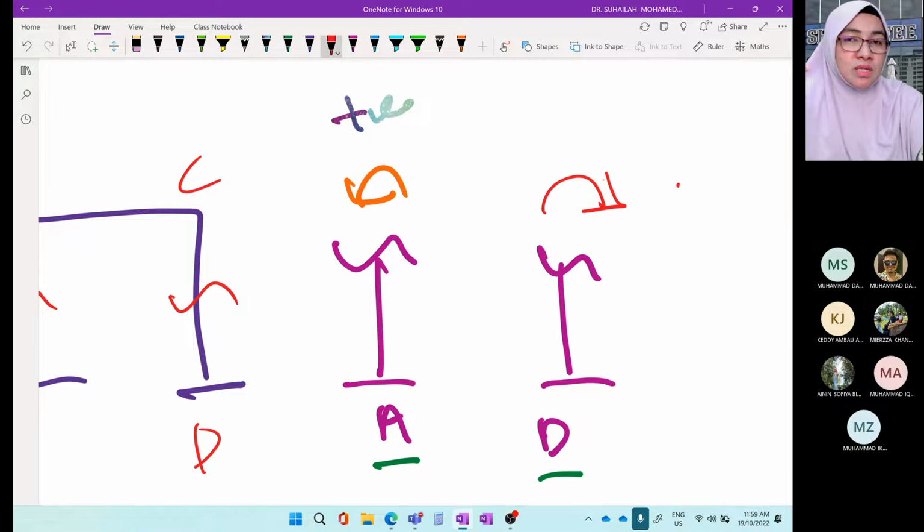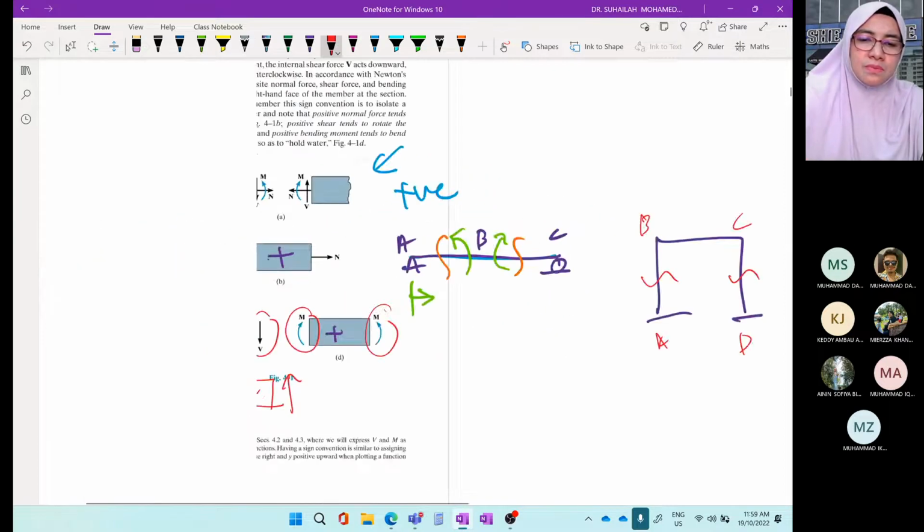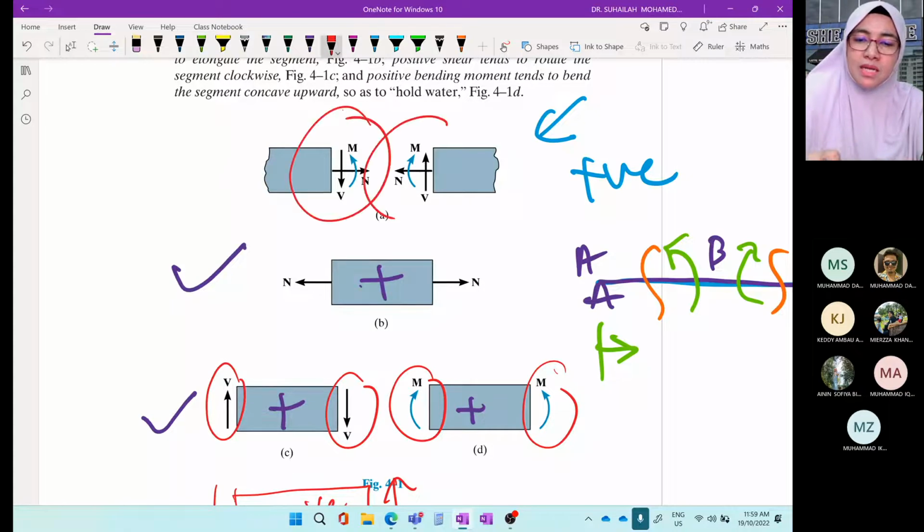Even though it is based on assumption, tapi dia by package. So by package kita kena stick to one package. So we have decided that we want to use positive sign convention package. So kita kena apply semua ni. Kita tak boleh ada part yang kita mix dengan negative sign convention. Okay. So moment equation tu memang dah berkurun-kurun macam tu. Akan ada je yang salah letak sign convention.